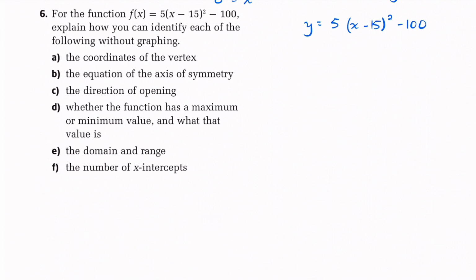Okay, and then comparing this with our other form, it was x minus p squared plus q. So I can see the a, the p, and the q. So the p and the q, that's what gives us our vertex. So the vertex is going to be at 15 and negative 100. For the equation of the axis of symmetry, it's always x equals, and then the x point of the vertex, so x equals 15.